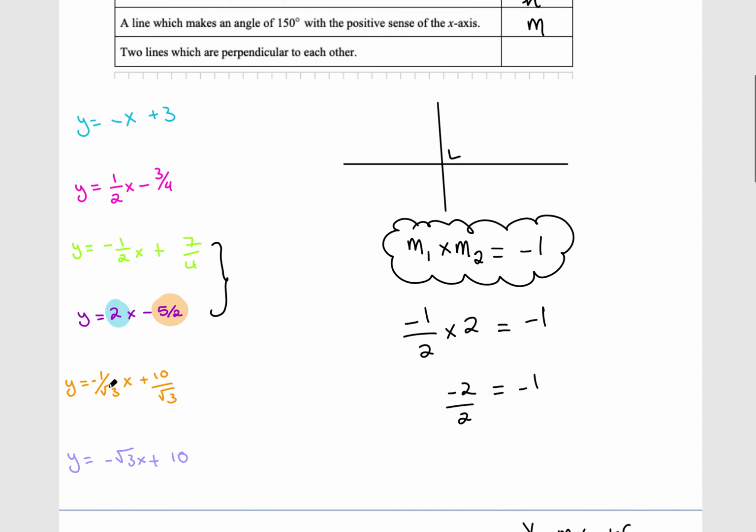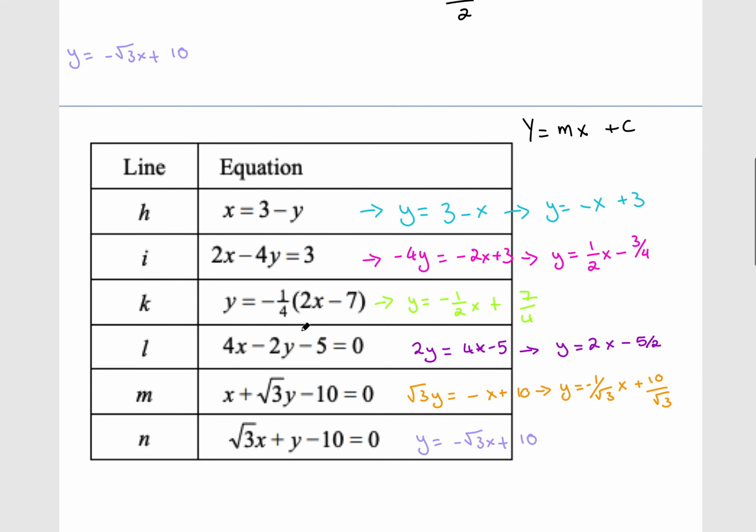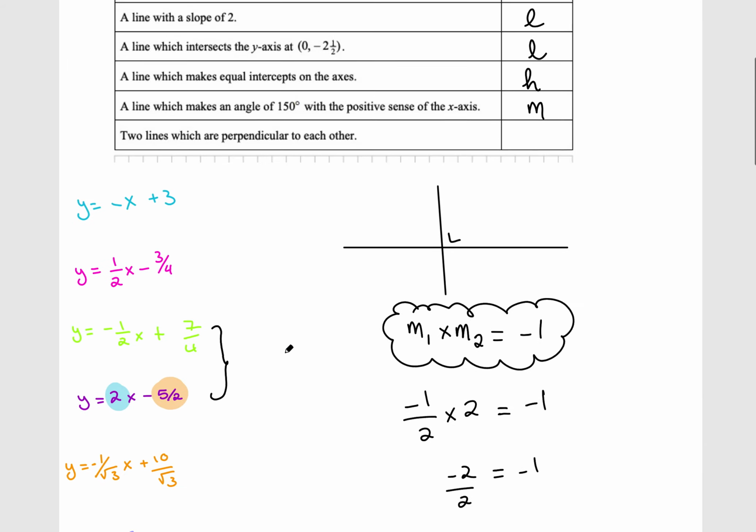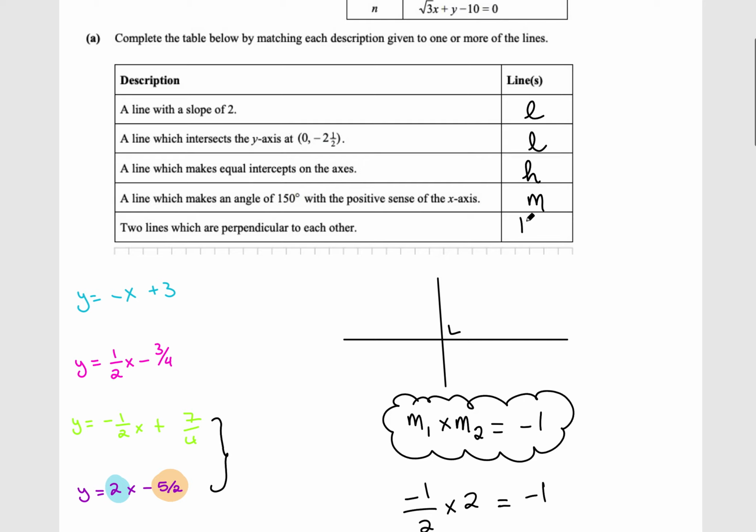Checking out the other ones then, if I was to get the perpendicular slope to this, flip the slope, it becomes root 3 over 1, and it becomes a positive. So while these are very close, the sign is wrong for them to be perpendicular. So we know that the two that we have are the green line and the dark purple, so that's going to be line K and line L. And there we have it.